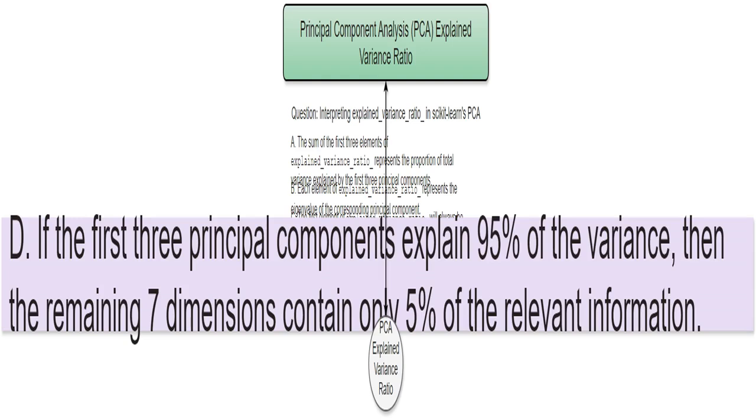This is true. If the first three principal components explain 95% of the variance, the remaining 7 components collectively only account for the remaining 5% of the total variance. That's the beauty of PCA. We can often drastically reduce the number of variables needed to capture most of the important patterns in our data.